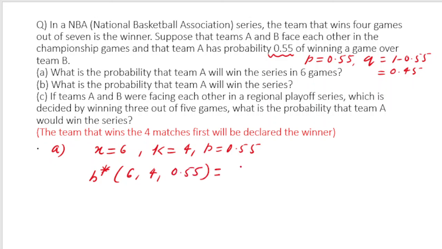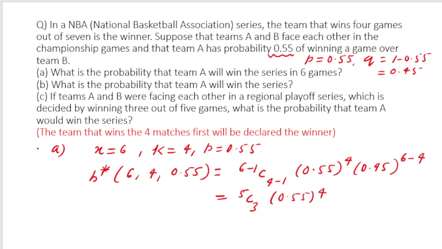So the formula is (x minus 1) C (k minus 1), so (6 minus 1) C (4 minus 1), and the probability of success 0.55 to the power k, that is 4, and 0.45 to the power x minus k, I write 6 minus 4 so that you remember it. Now you have to do this calculation. So 6 minus 1 is 5, 5C3, and 0.55 to the power 4 into 0.45 to the power 2. I leave this for you to do the computation.